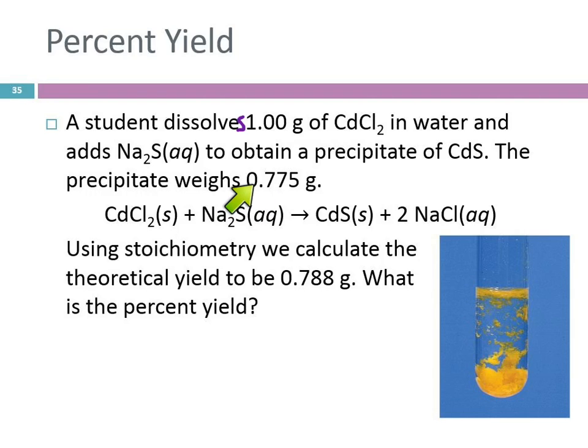How do we know that it weighs that? The student did it, right? And weighed it. Is this a theoretical yield or an actual yield? It's an actual yield. You kind of have to use the words and infer that. It didn't come out and say it explicitly. But here we're talking about a student doing an actual experiment, and the precipitate weighs this. He weighed it. That is the actual yield.